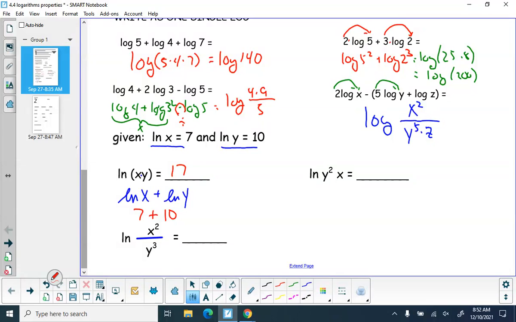Split these two apart, ln of y squared x, give them their own separate logarithms. Then we have an exponent on our y. What can we do with the exponent? And then make your substitutions for the ln of x and ln of y.